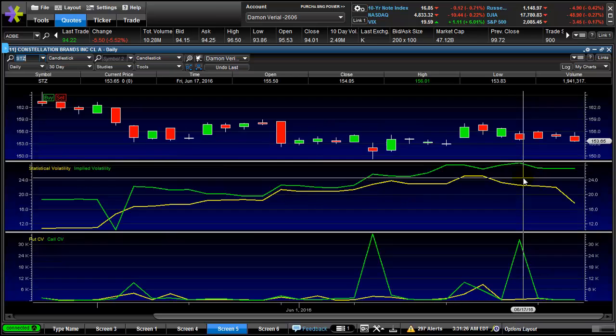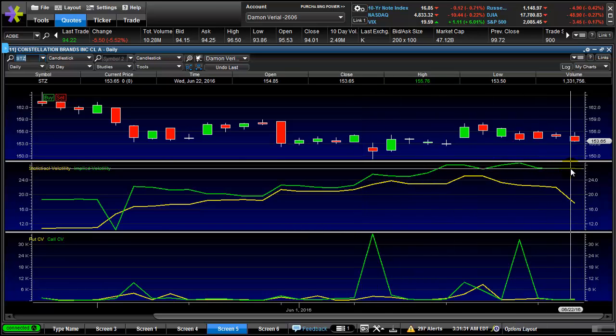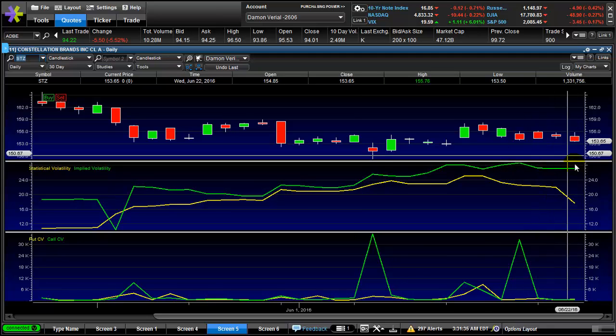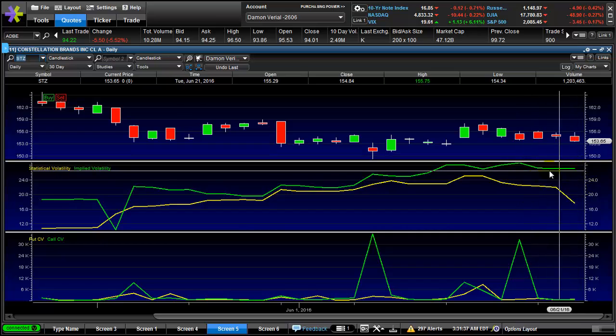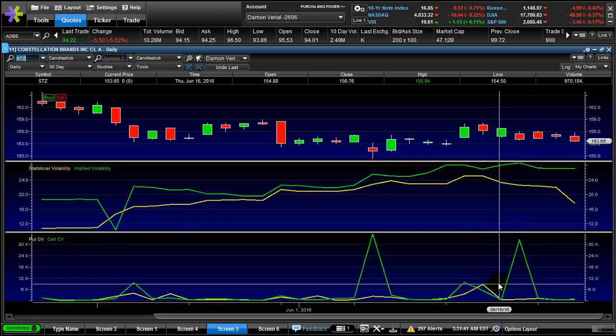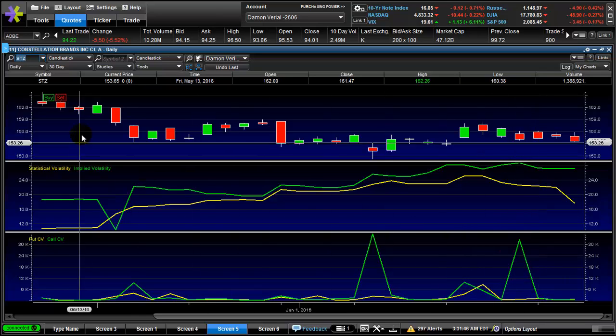Well, we've got STZ, and as you can see, the green line has gradually outpaced the yellow line. Now earnings is coming up. The options market is clearly pricing that in because there's a difference between these two lines, and based on the put and call ratios, it looks like there's a lot of put buying, which has tapered off.